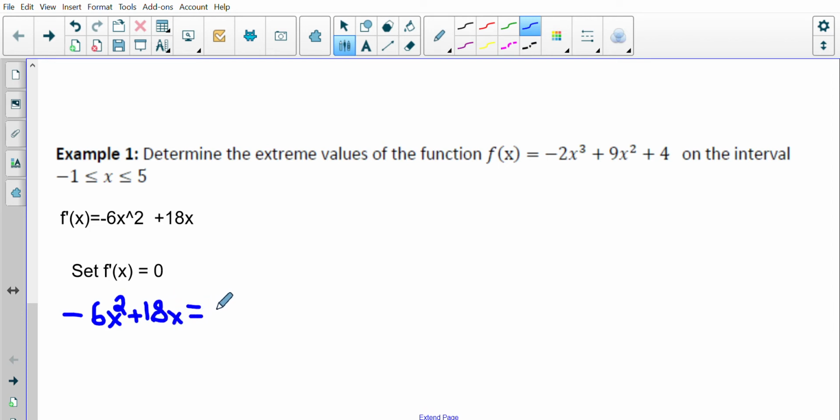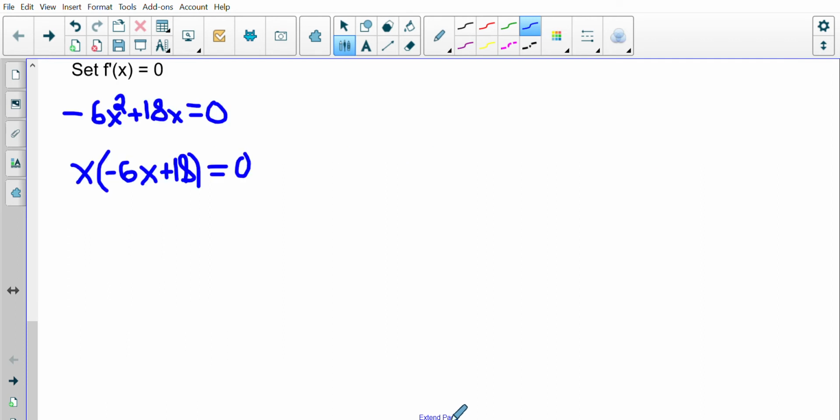is equal to 0. All right, so, well, this is a quadratic, and I happen to be able to factor it fairly easily. So I can factor out an x. Could probably factor out more than that, but no big deal. So I'm going to have a -6x and then a plus 18 here in brackets. All right, so now I'm going to solve both pieces here.